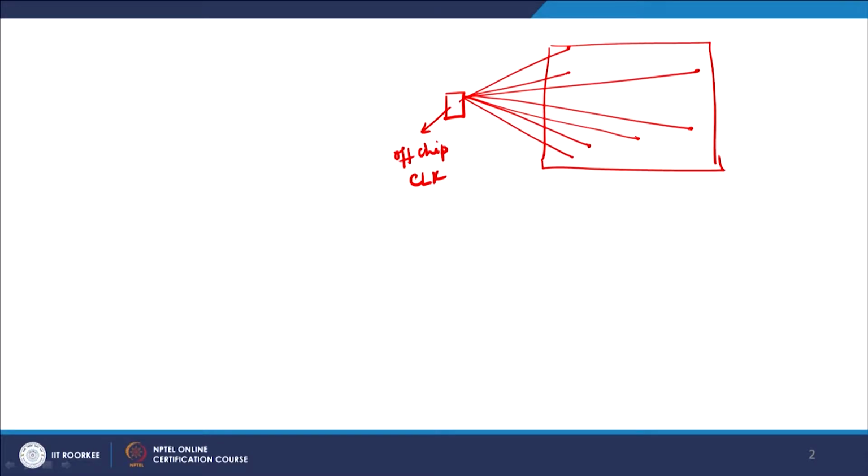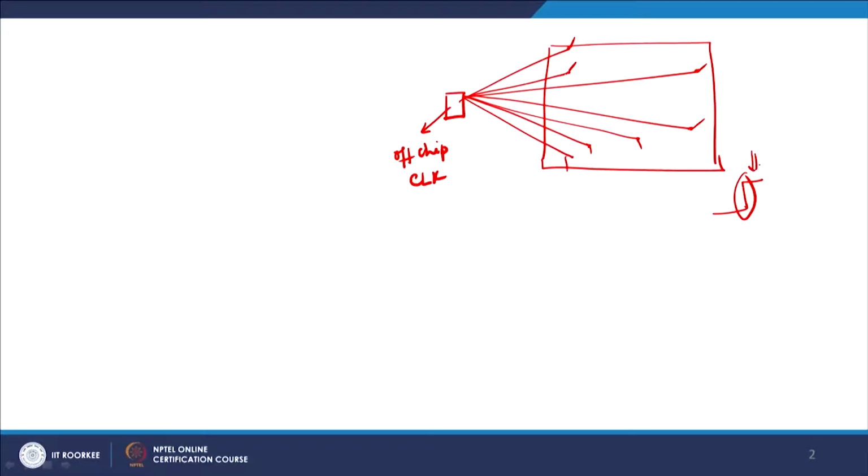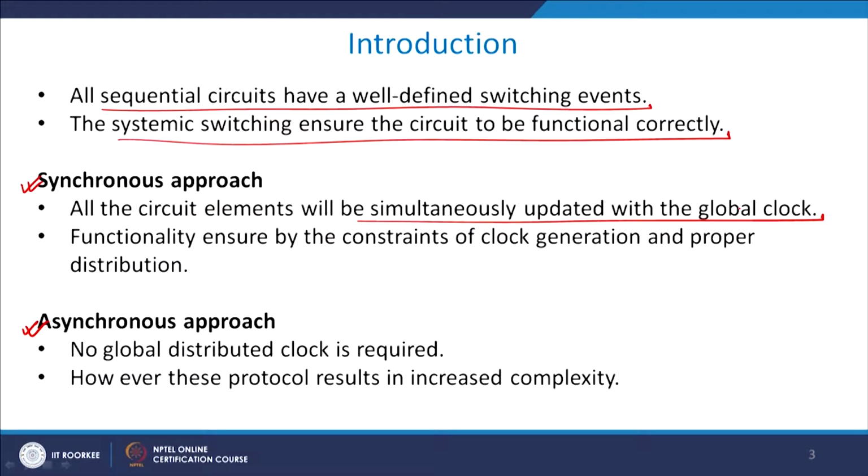Now, I am assuming that when there is a rising edge of the clock, this event is replicated at this point, this point, this and this. Irrespective of the routing interconnect between the clock and the area where you are giving the clock, irrespective of the distance moved, I assume that the clock is always at 0 to 1 transition at t equals 0. That is a major assumption. We will break off this major assumption later on. So, that is one important point: there will be a global clock, and the functionality will be ensured by the constraints of the clock generation and proper distribution.